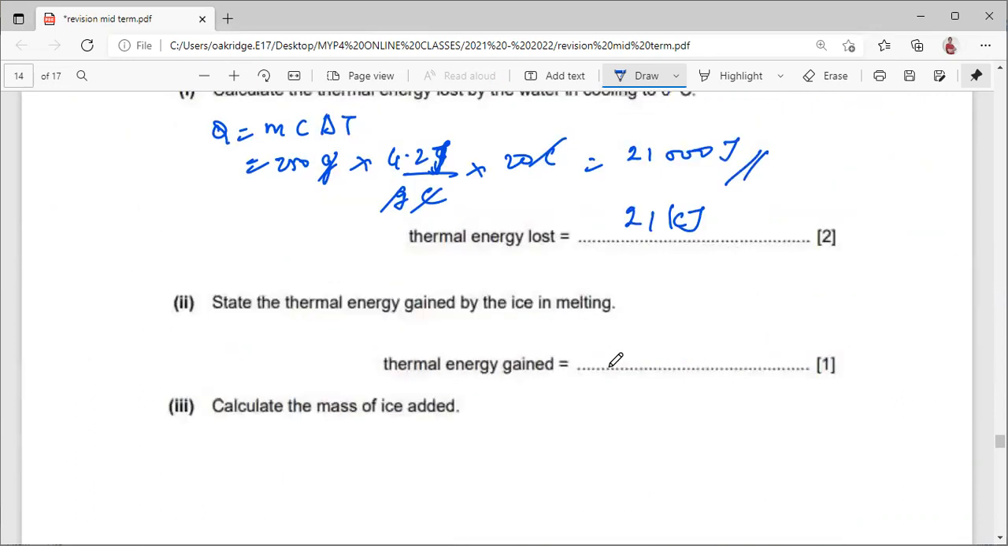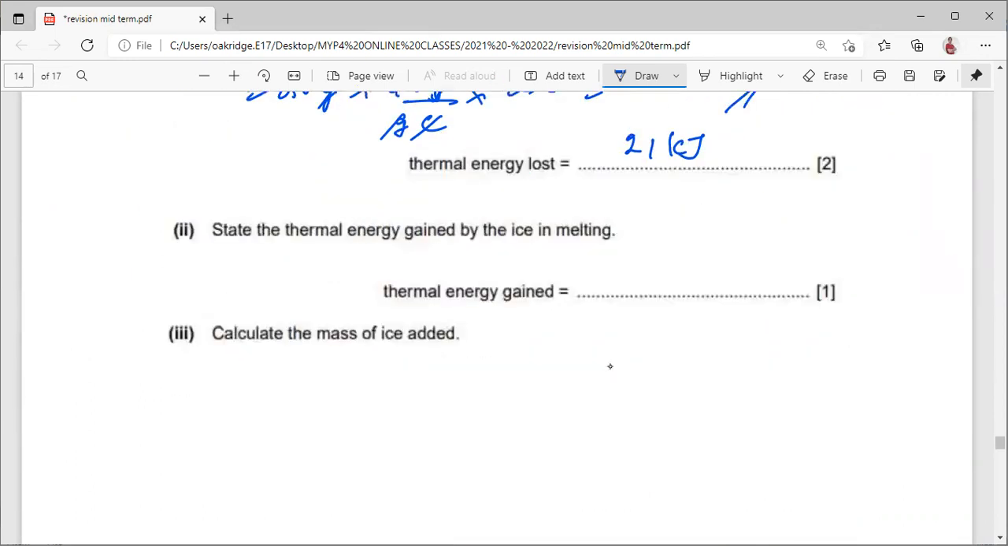Then state the thermal energy gained by the ice in melting. What is the thermal energy gained by the ice? See, ice already has some energy. If you give some energy, the ice was like this. It has molecules which are very closely in contact with each other. What did you do? You provided some energy. How did you provide energy? Did you heat it? No, you did not heat it. But instead, you put this ice into a hot water, right?